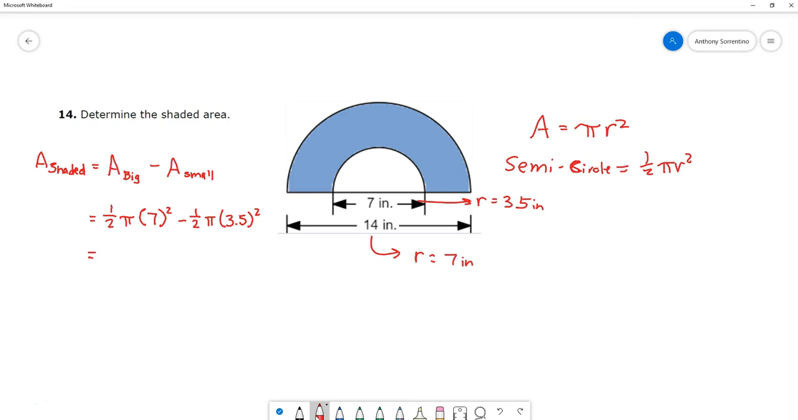Now at this point it comes down to mostly putting it into your calculator. I could do some things with this and say, okay, 1/2 pi could factor out of this, leaving me with 7 squared, which is 49, minus 3.5 squared, which is the same thing as 49 over 4. You can simplify this as much as you want. In the end, it comes out to be about 57.73. We're dealing with inches as far as the units, and this is dealing with area, so it should be in square inches.